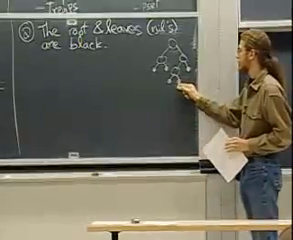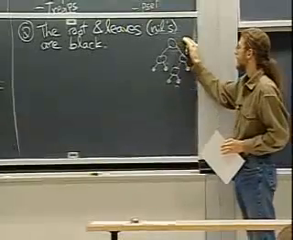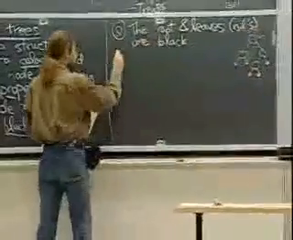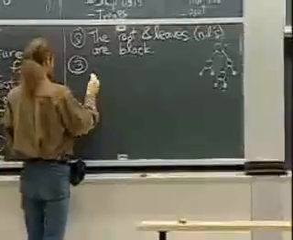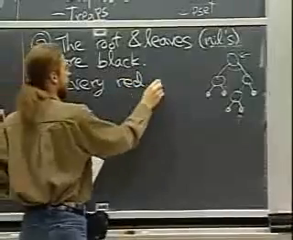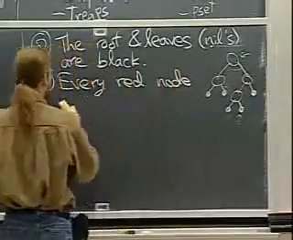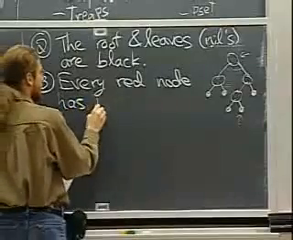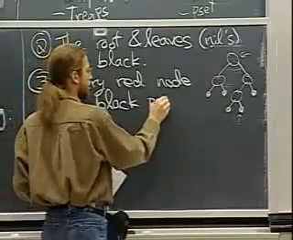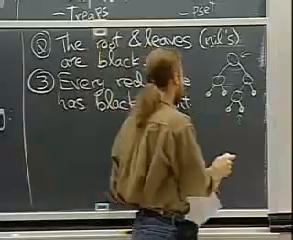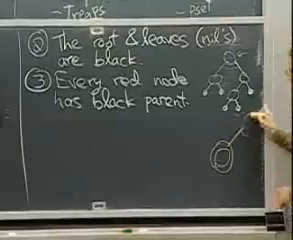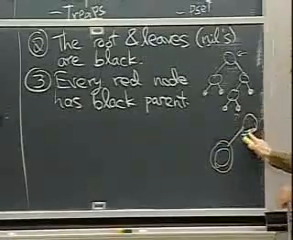Okay, so these are the nodes I'm referring to. These guys are black, and this guy is black, according to rule 2. Now the properties get a little bit more interesting. The parent of every red node is black. So whenever I have a red node, its parent has to be black, a single circle.